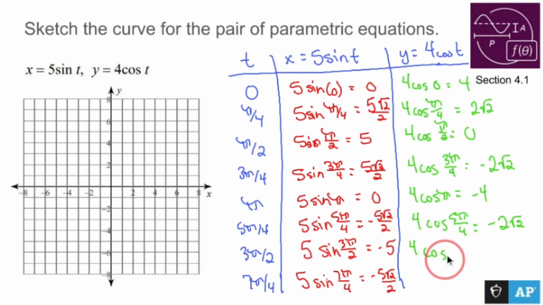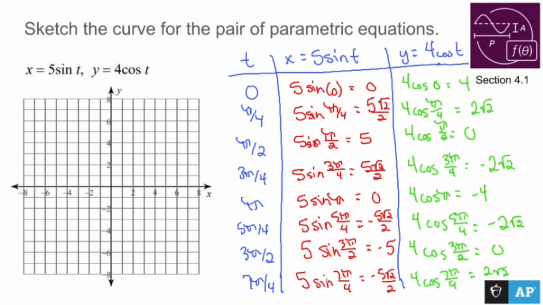4 cos 3 pi over 2. Cosine of 3 pi over 2 is 0, so 0. And then last but not least, 4 cos 7 pi over 4. Cosine of 7 pi over 4 is root 2 over 2, so 4 times root 2 over 2 is 2 root 2.